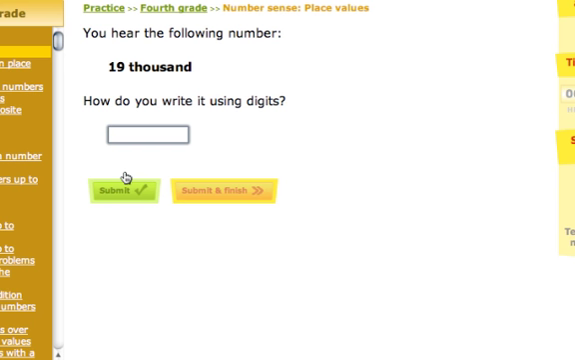Oh yeah. This one, we have to imagine we're listening. You hear the following number. The number you hear is 19,000. How do you write it using digits? Well, first off, I definitely need to type 19. But this 19 needs to sit in the thousands place. Well, remember, push this 19 in a thousands place, we need to put a comma, show we're crossing into thousand land, and then put a 0 in the hundreds place, a 0 in the tens place, and a 0 in the ones place. Now this 19 is sitting where the thousands should sit.